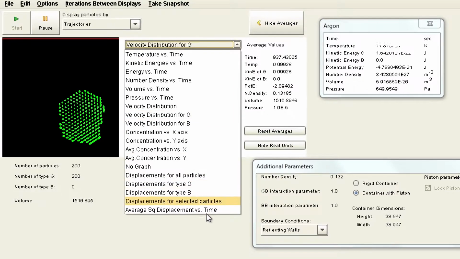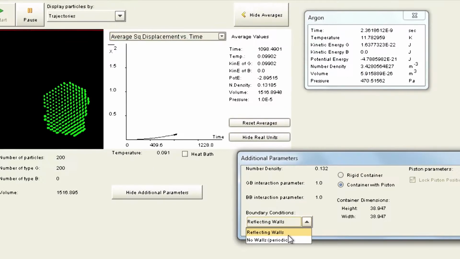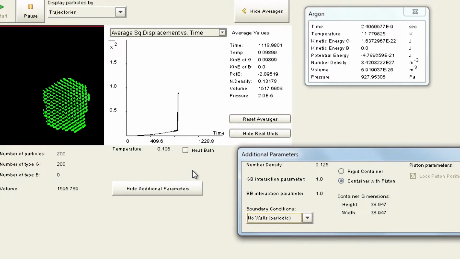Now, mean square displacement here is increasing, but not linearly, and it will become constant after a certain time, because it is still a crystalline structure. Now, if we change the boundary conditions, let us make it periodic, because we want to look at periodic. Immediately the system relaxed. You can see that all the restrictions were gone, and it is now increasing in steps.